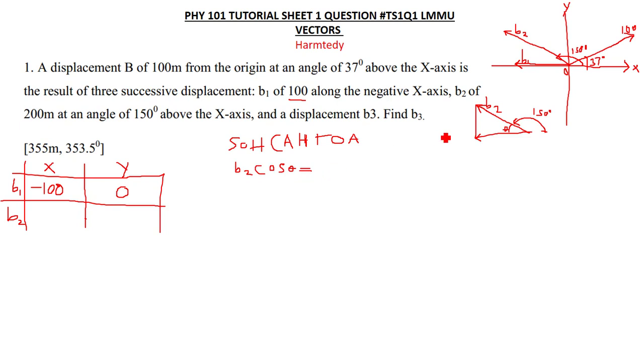B2 cos theta, B2 has been given to be 200 meters. So in the x component, it's going to be like this, B2 cos theta, which is 200 cos the given angle, which is 150.